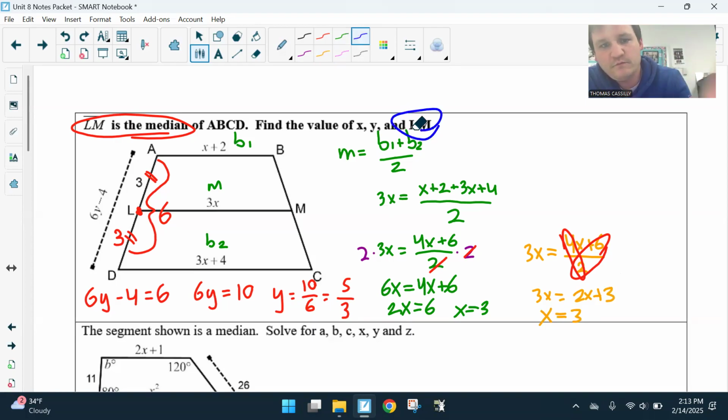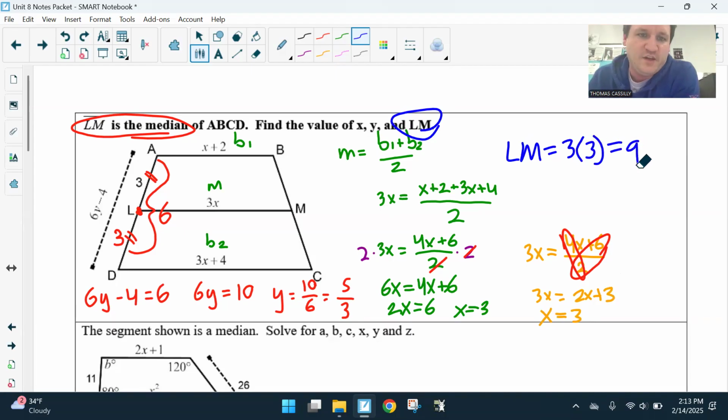That was the hard part. Don't forget about the easy stuff. We have LM here. So LM is just 3x. Well, x we said was 3, so that equals 9. LM is equal to 9.